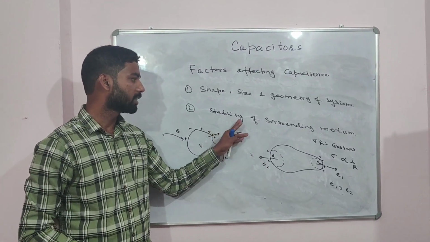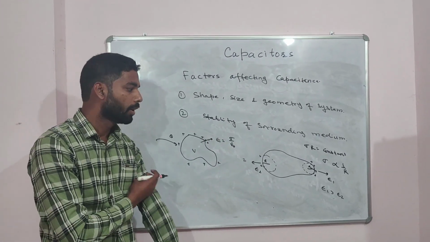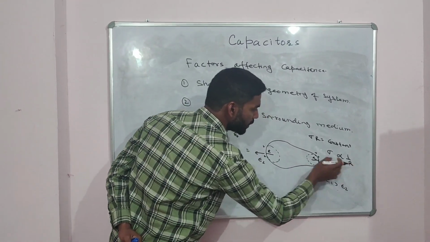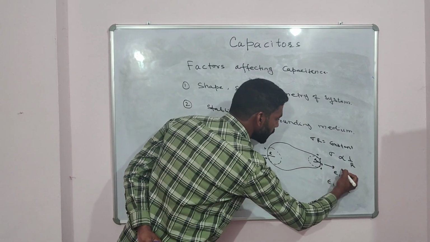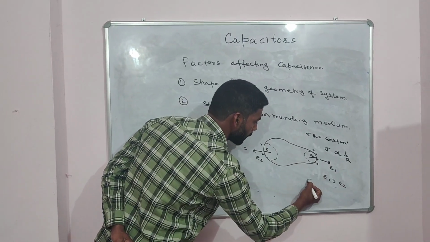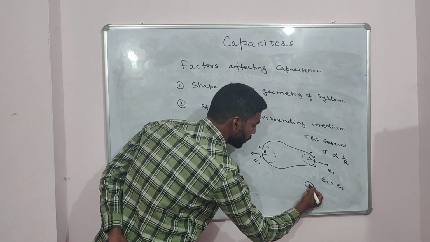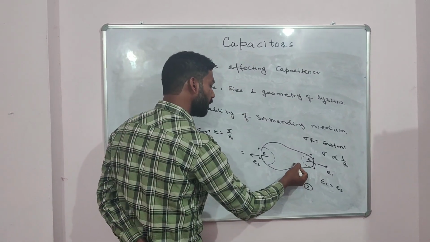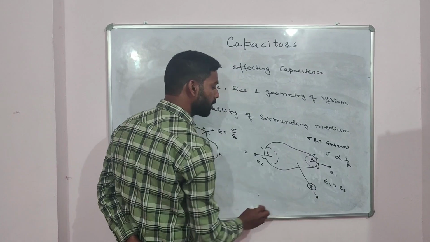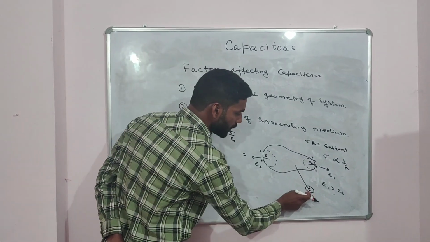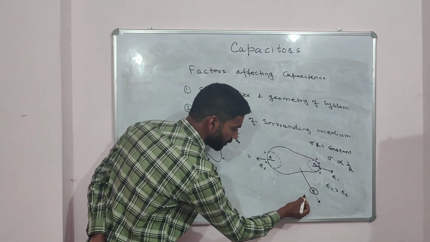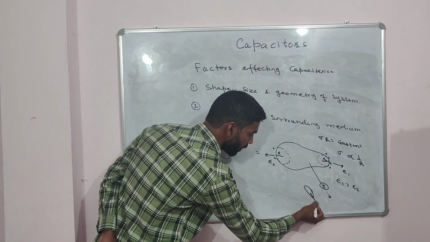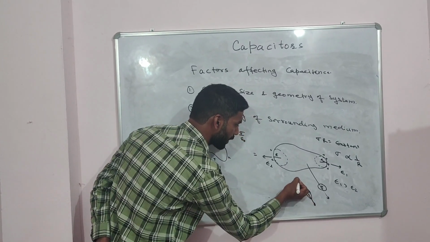And the other one is the stability of the surrounding medium. If the surrounding medium is, for example, air, the molecules of the air are neutral, like this one. But if we apply an electric field, the charge centers will shift like this. The positive charge will be repelled and the negative charge will be attracted.